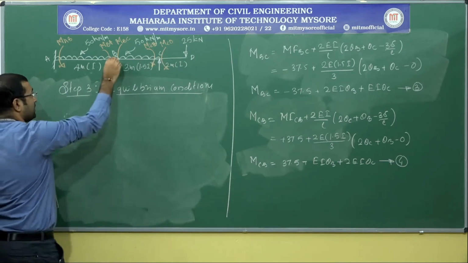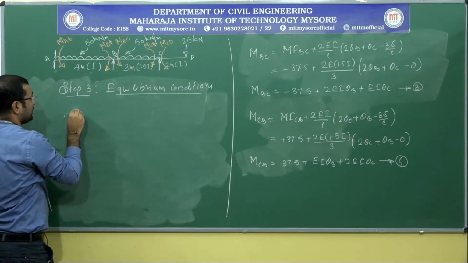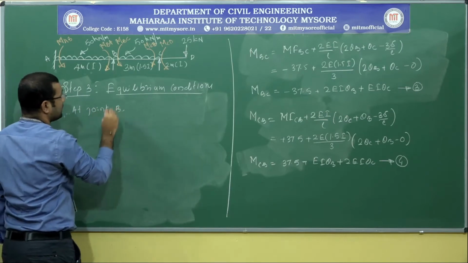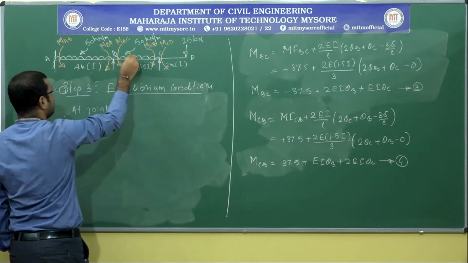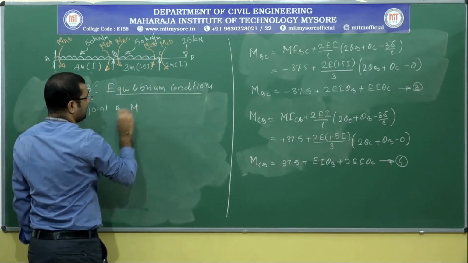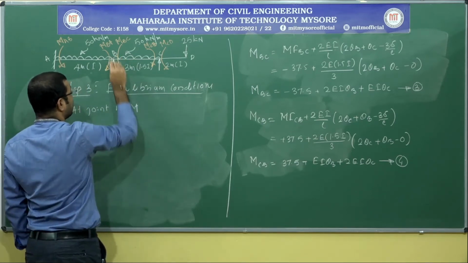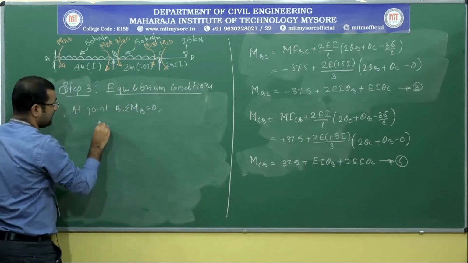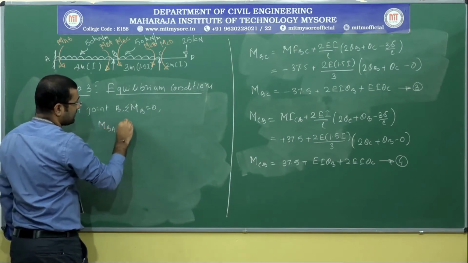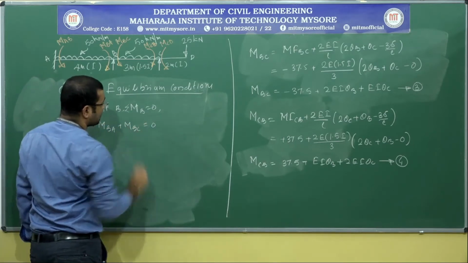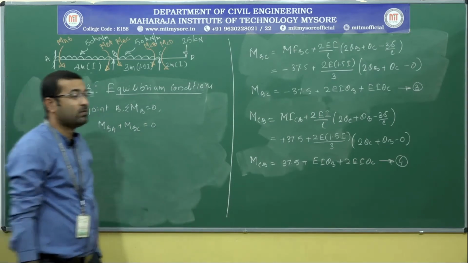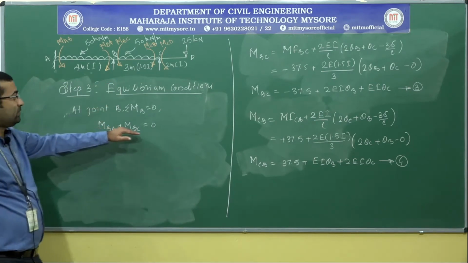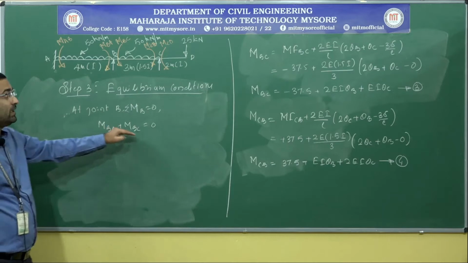If I look into the support B, at joint B there are two members, BA and BC. So for an equilibrium condition, the algebraic sum of moments at B must be equal to 0. That is MBA plus MBC. When we add these two, the net moment at joint B must be 0. So from equation number 2 and equation number 3, we will get the values of MBA and MBC.